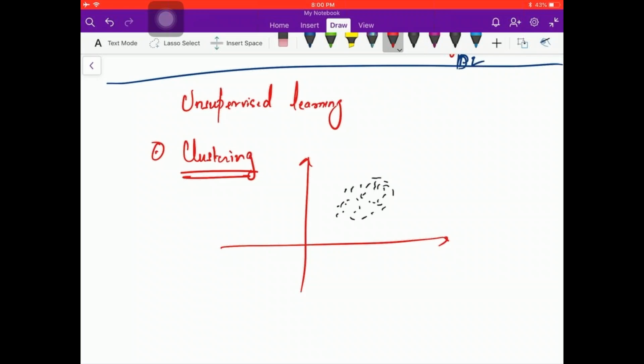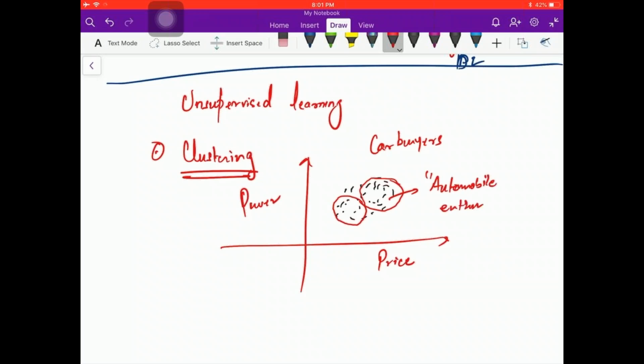My manager has told me to do some kind of an analysis, so I do an analysis. I say this is one group of customers and this is another group of customers. Let's say these are car buyers, and the axes are price and power. These are the customers who are willing to pay a higher price for higher power. So I can term them as automobile enthusiasts.